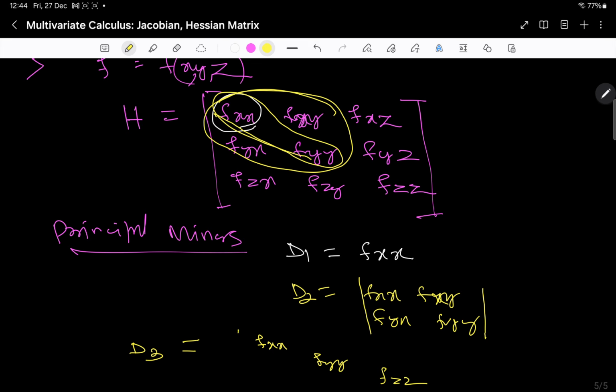We keep this diagonal fixed and we take the third order determinant, which has the remaining entries fxy, fxz, fyx, fyz, fzx, fzy. In that way we get the principal minor. This principal minor will later lead you to find the maxima and minima of a function of several variables.